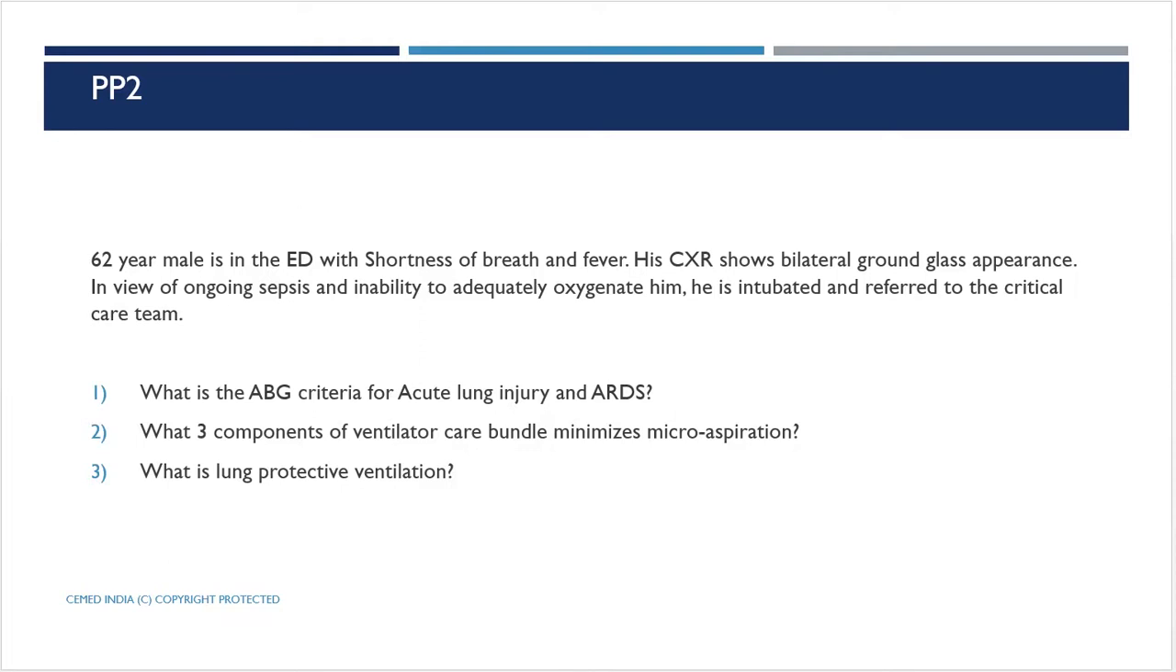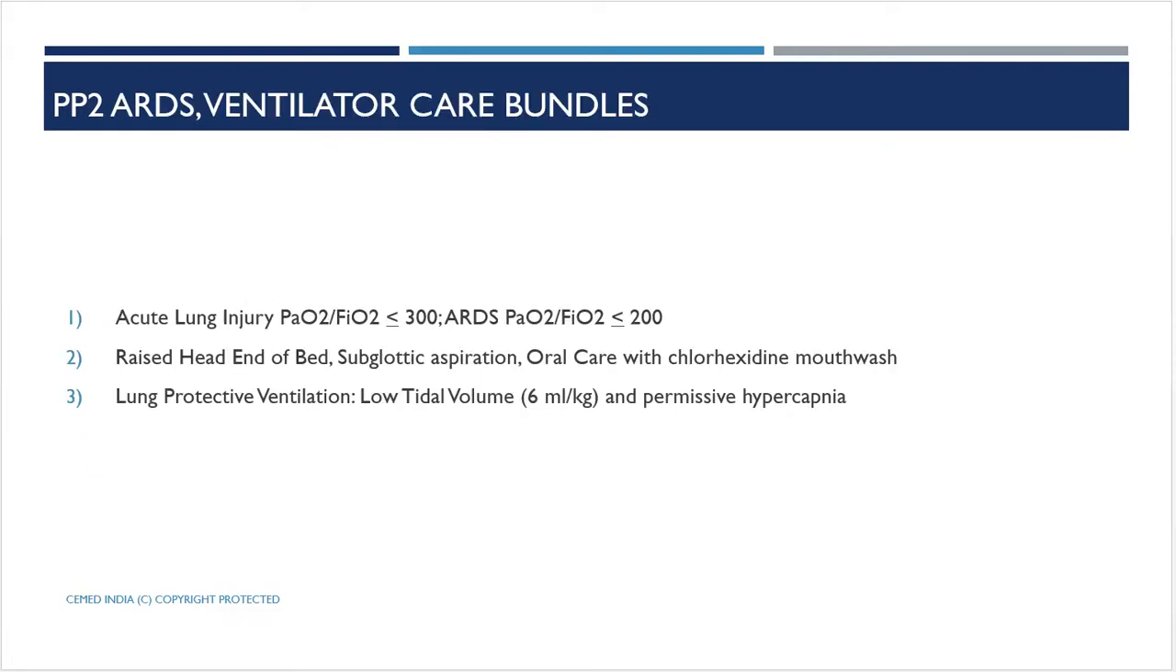Okay, three components of ventilator care bundles and lung protective ventilation. So acute lung injury is PaO2 upon FiO2 less than or equal to 300, ARDS is less than 200. What you need to do to prevent aspiration pneumonia in a ventilated patient is, you need to give them oral hygiene. So oral care with chlorhexidine mouthwash, propped up position, and subglottic aspiration. So you need to do some suction. Lung protective ventilation is you give them low tidal volume and have permissive hypercapnia.